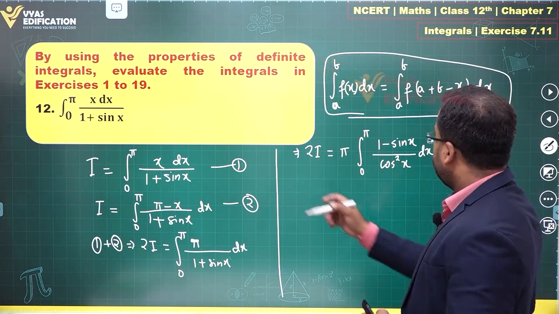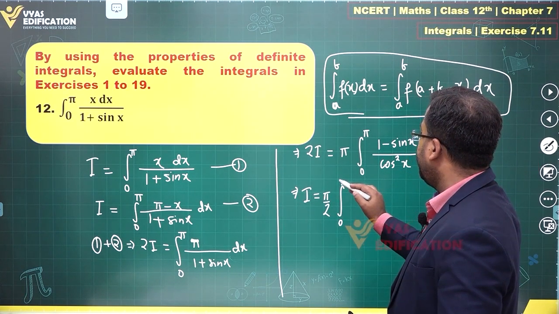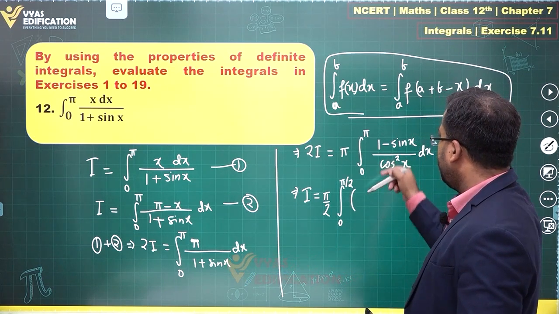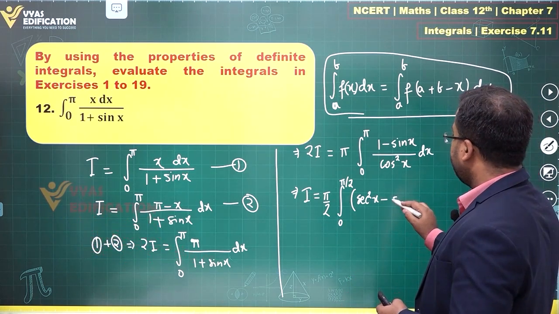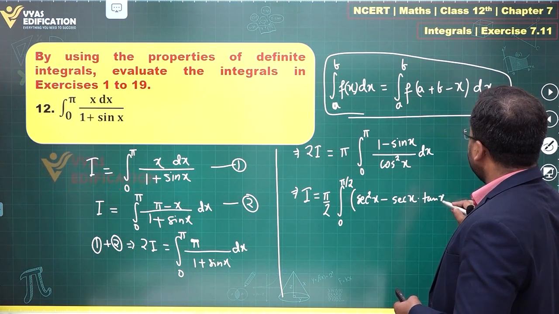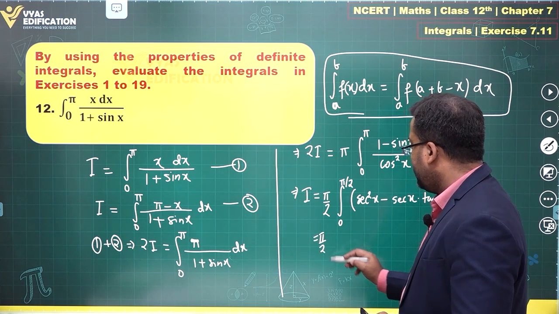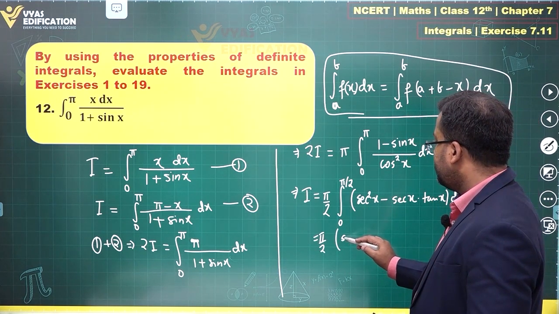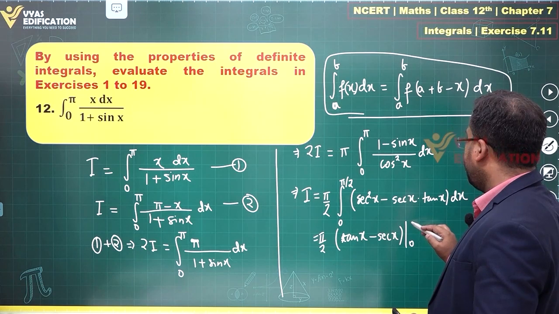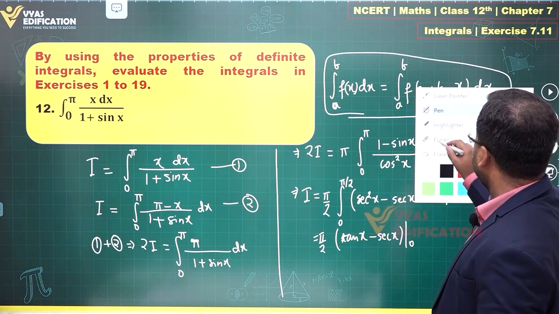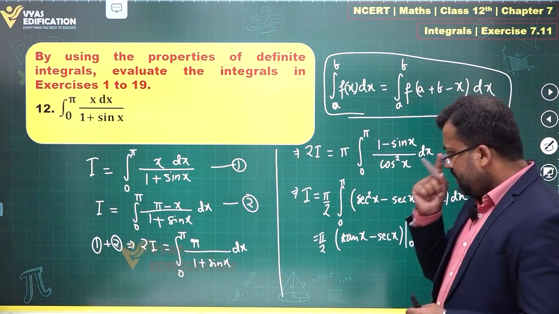So, this tells me I will be equal to pi by 2, integral from 0 to pi, and this actually becomes 1 by cos square x, which is sec square x, which is easy to integrate. Minus sin x upon cos square x will be tan x into sec x, or sec x into tan x, which is again easy to integrate. The integral of sec square x will be tan x. The integral of sec x tan x will be sec x, from 0 to pi. That's not pi by 2, 0 to pi is what we have over here.